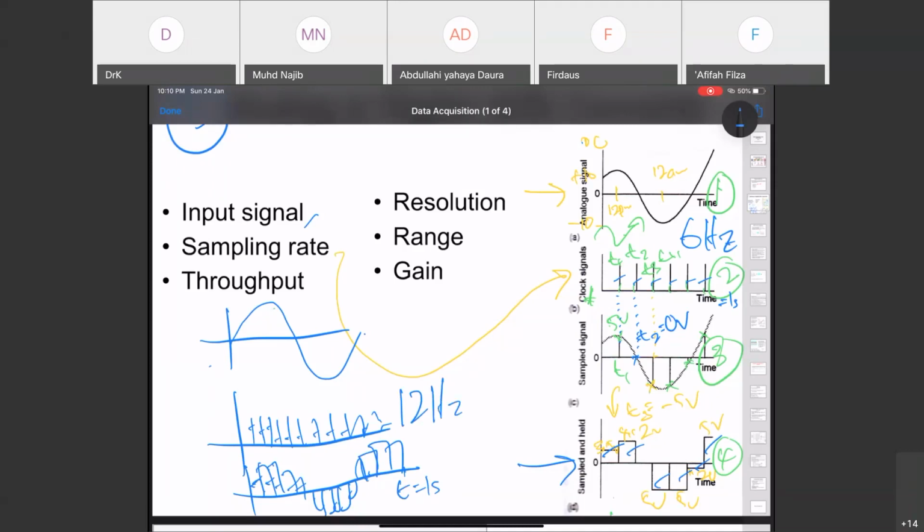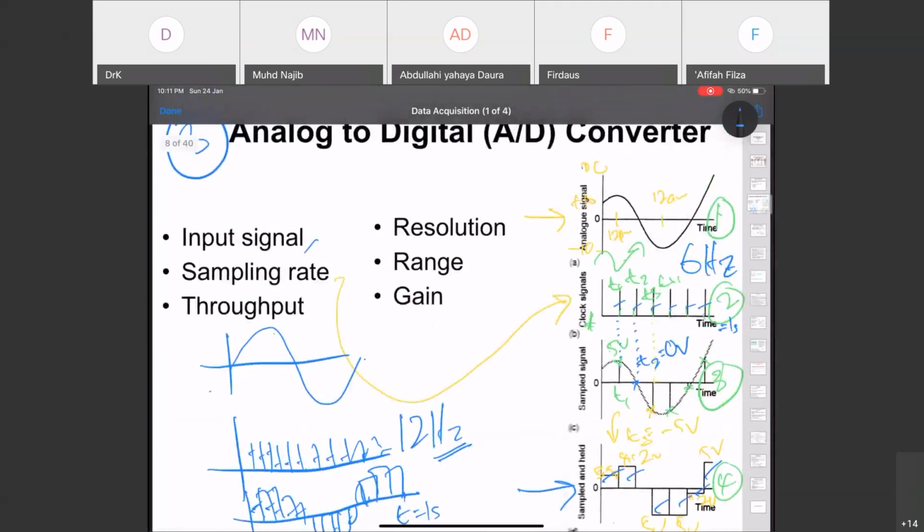So meaning that if I have 6 samples per second, I only have 6 readings per second. But if my system is running at 12 hertz, I have 12 readings in a second. So practically, the more samples that you have, the higher the sampling rate, which refers to the hertz here, the more accurate representation you have in the digital world.